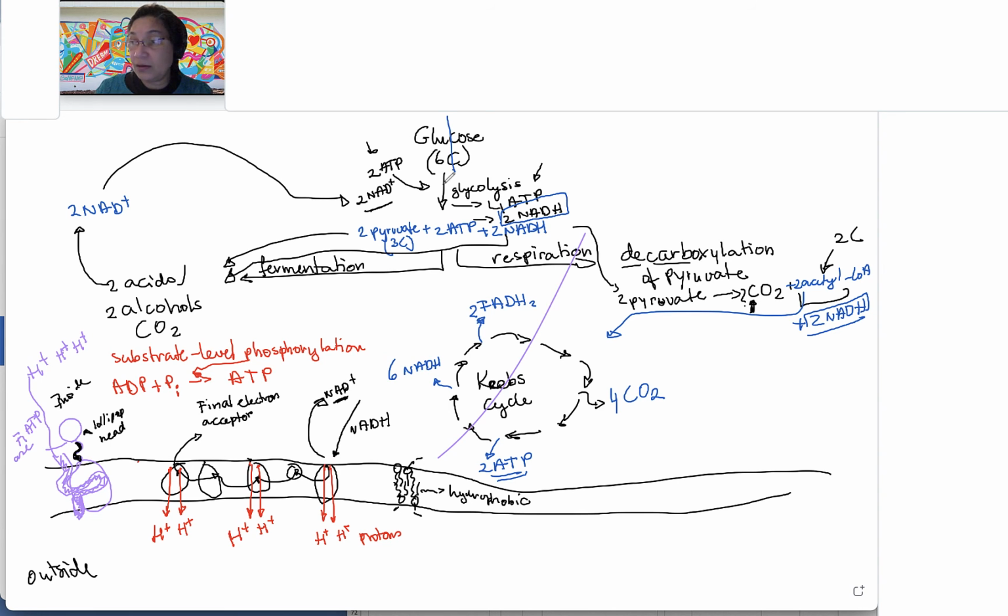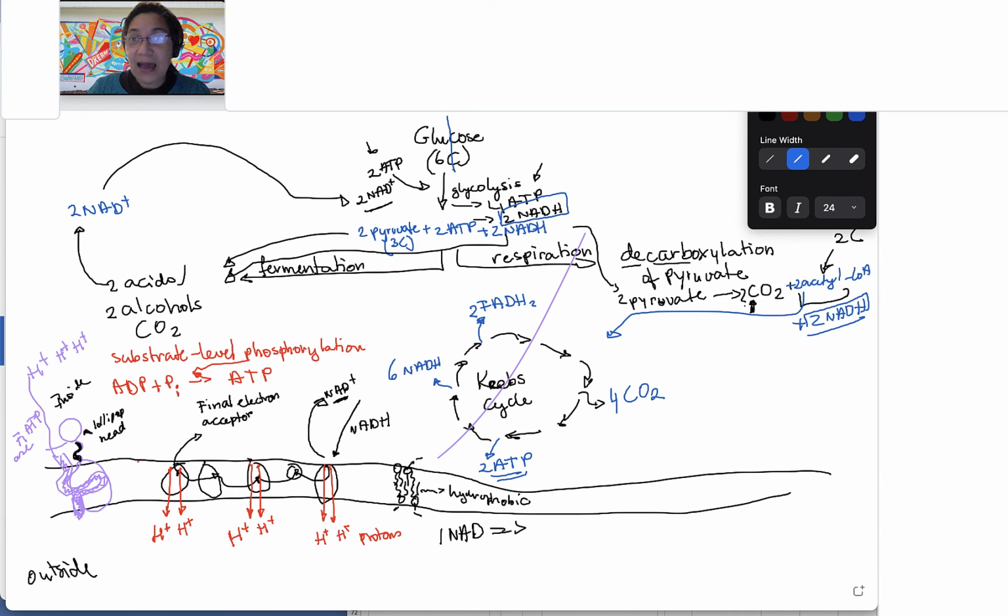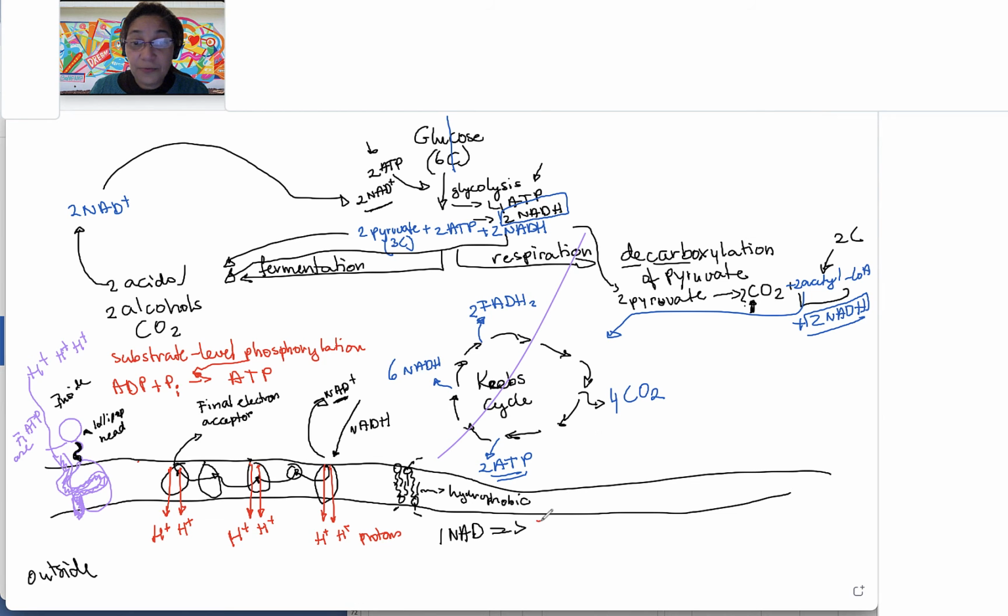But for every molecule of NADH that donates electrons that way, I can get 3 molecules of ATP through this mechanism, which is called oxidative phosphorylation. And it's called oxidative phosphorylation because of all the reduction-oxidation reactions that happen. Oxidative phosphorylation.